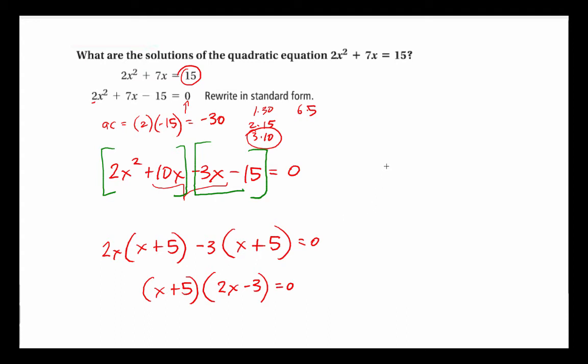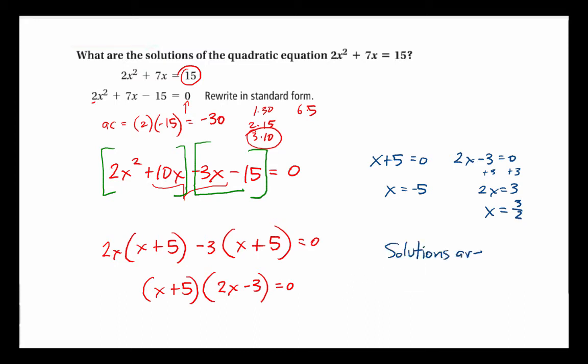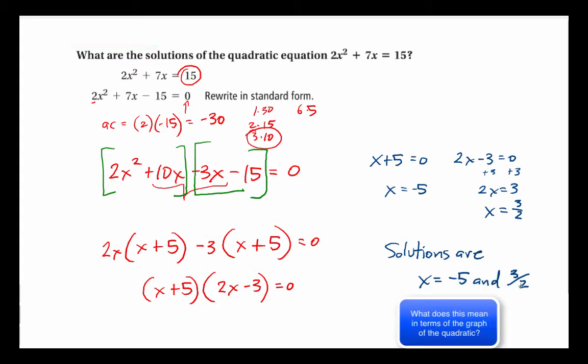So here's where the zero product property comes in. So use blue here. We take our first expression, set it equal to 0. And then we'll take our second expression and set it equal to 0. So solve this one for x. We get x equals negative 5. Subtract 5 from both sides. Here we will add 3 to both sides first. And we'll have 2x equals 3. Divide both sides by 2, so x equals 3 halves. So our solutions are x equals negative 5 and 3 halves.